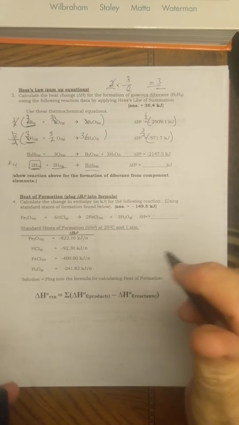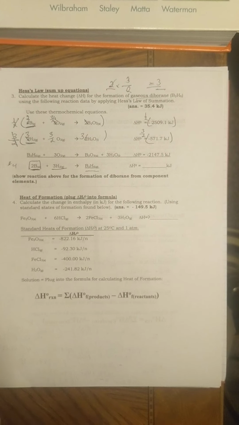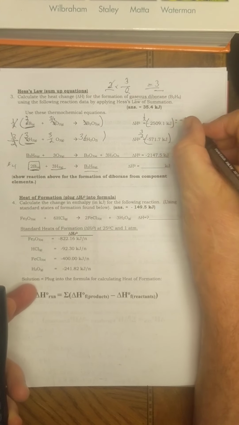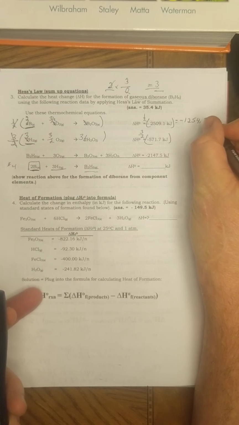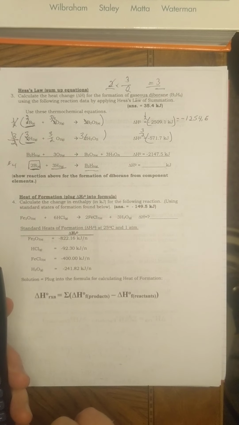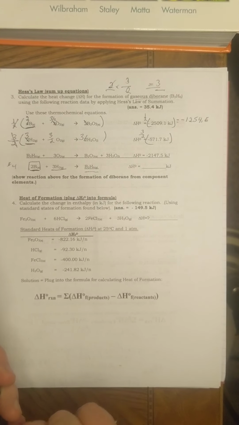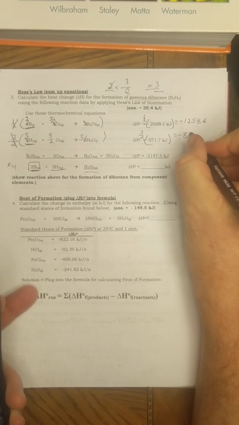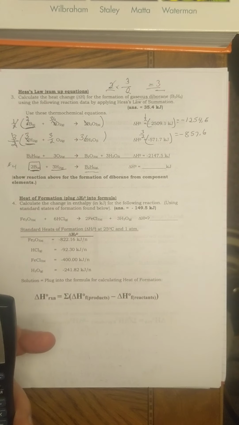Let's grab these numbers real quick. 2509.1 divided by 2 gets me negative 1254.6. Okay, and 571.7 times 3 divided by 2 gets me negative 857.6. Okay.